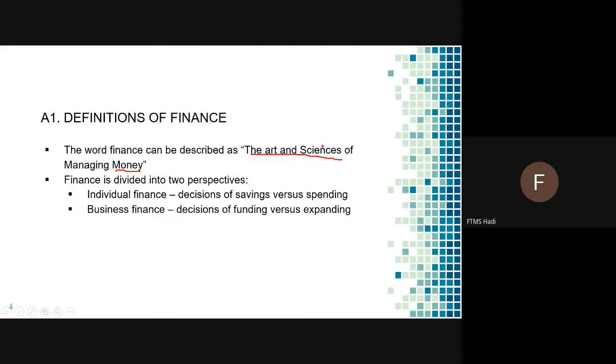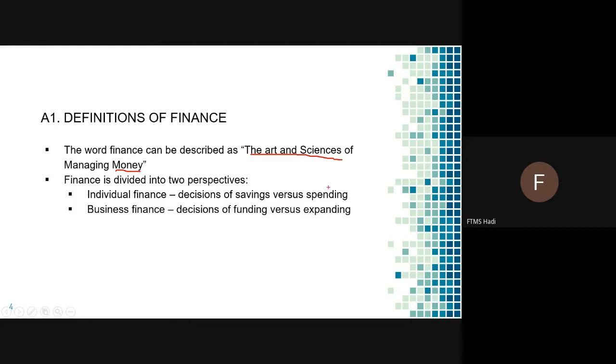Okay, but we are not only focusing on business finance, we can also touch a little bit on individual finance. Therefore, finance is divided into two perspectives, which are individual finance and business finance. Individual means referring to a person. That means it's you. So individual finance is about the decision on savings versus spending. How do you want to approach your money? Are you going for more savings or more spending? And at the same time, how do you want to balance between savings and spending?